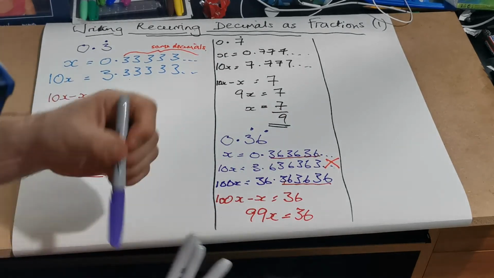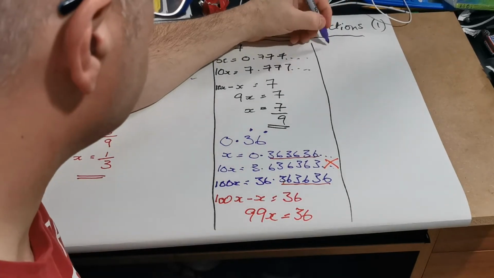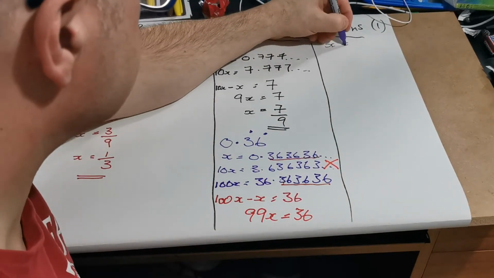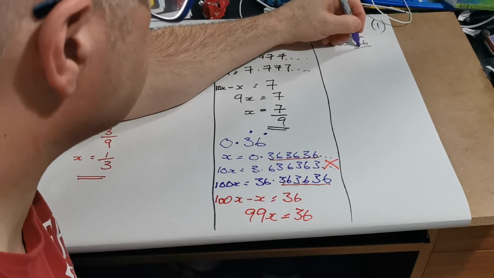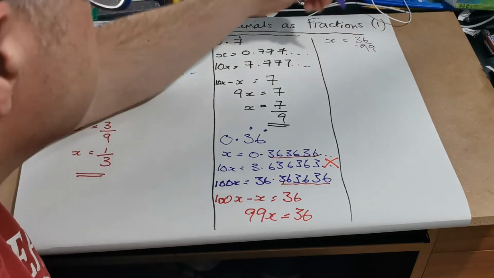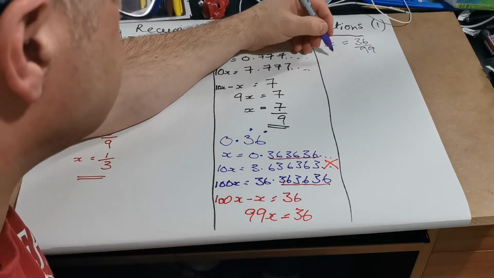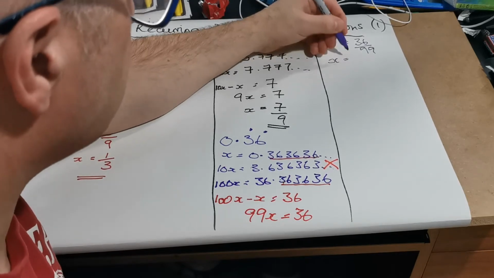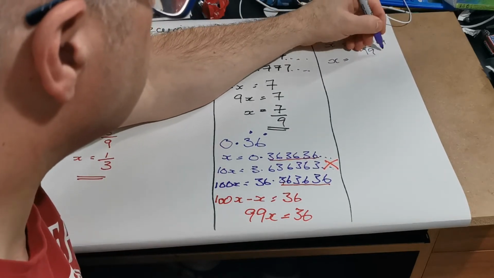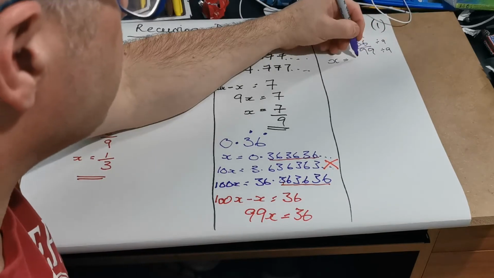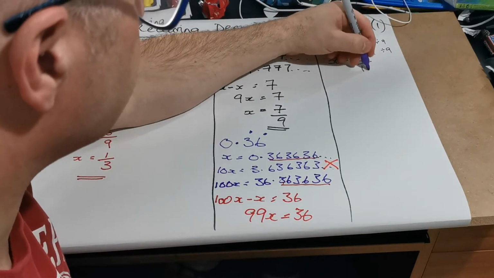And if I come up the top over there, that gives me x is equal to 36/99. And you should notice that they're both in the 9 times table. So dividing them both by 9, I get 4/11.